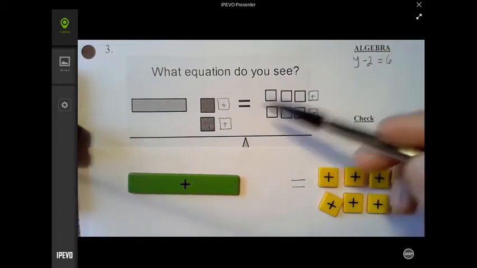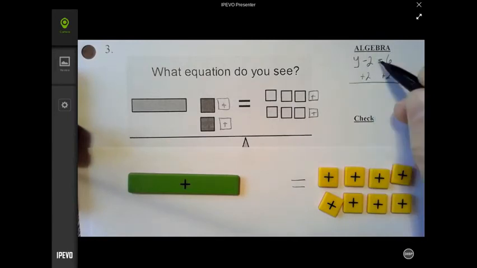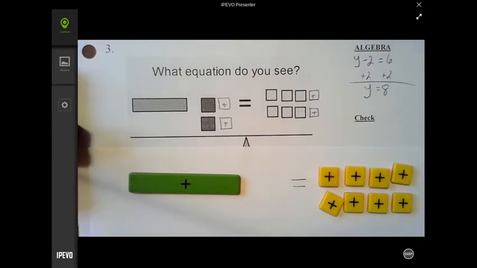Algebraically, what we had to do, we added 2 on the left. So underneath of -2, I'm going to write +2. And then we added 2 on the right. Bring the equal sign down. -2 plus 2, that's your 0 pair, which left you only with the variable y. And 6 plus 2 equals 8.